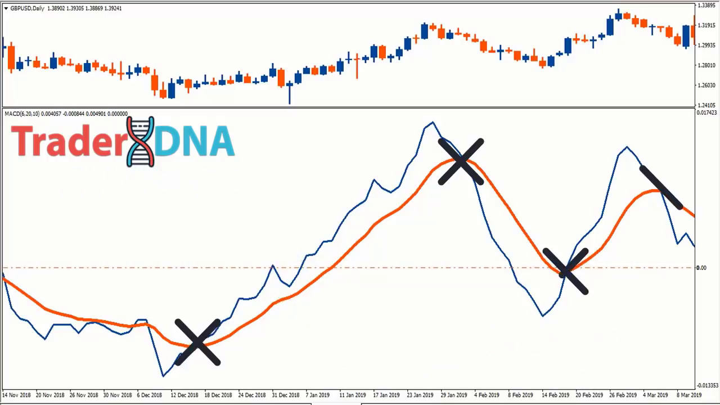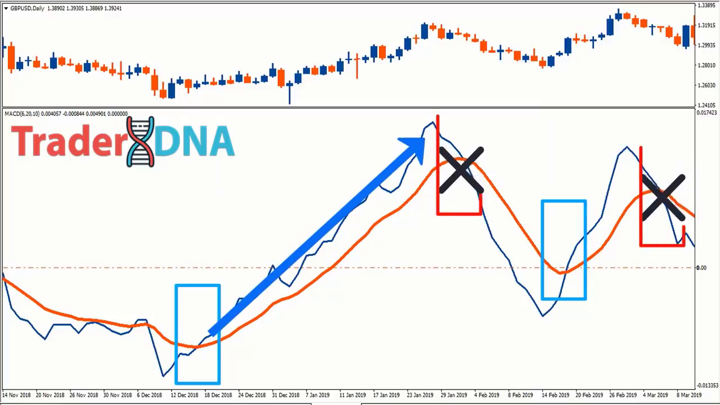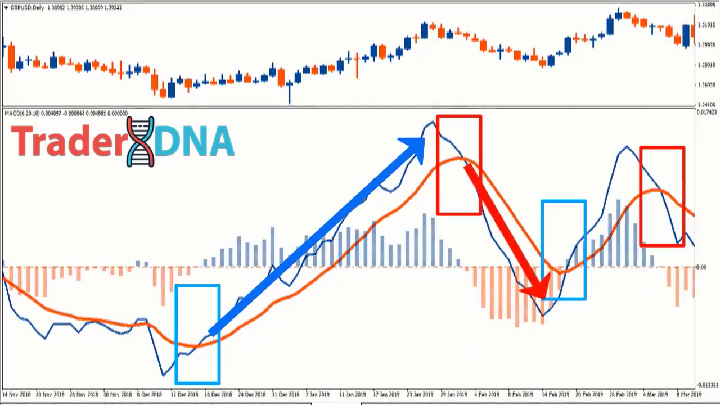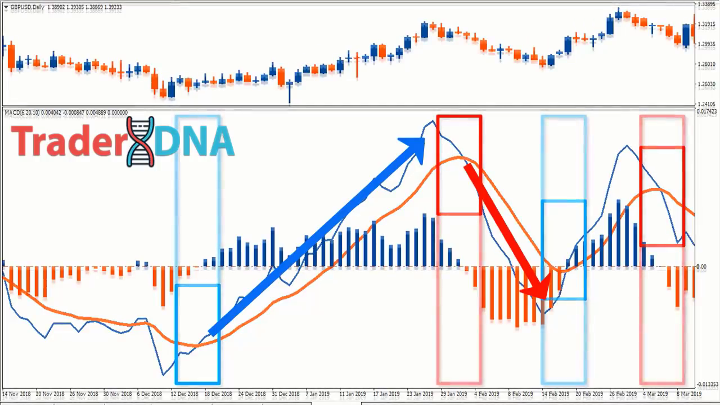When the MACD crosses above the signal line, an uptrend may be emerging. Conversely, when it falls below the signal line, a downtrend may be emerging. The difference between the MACD and signal values is plotted as a histogram, which may sometimes give you an early sign that a crossover is about to happen.